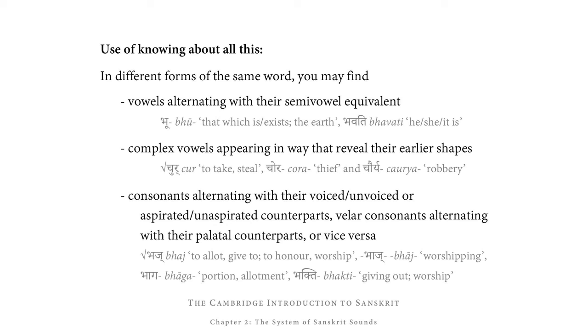What we have here is a relationship between j, g, and k, that is not obvious to the untrained eye. So what I want you to do is to train your eye to recognize that j is the palatal counterpart of g, and g is the voiced counterpart of k. And so if you know about this, you can easily see how bhaj, bhāga, bhakti all are related to this basic form bhaj, and mostly you will then just have to memorize this basic form bhaj.